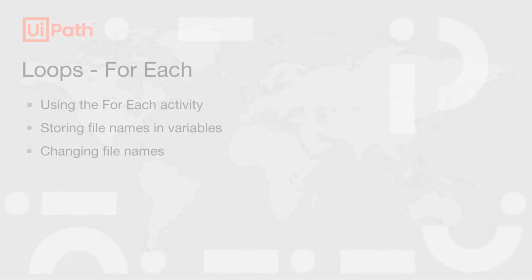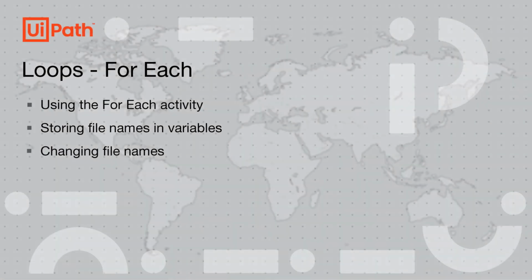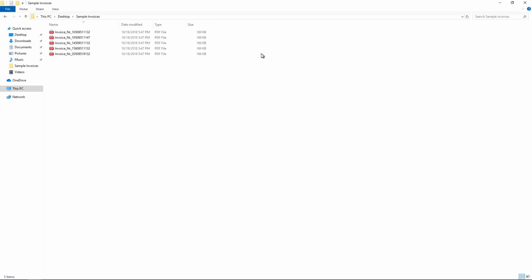In this scenario, we'll focus on how to use the for each loop in UiPath Studio. The for each activity works by iterating through a list of items, one item at a time, and executing whatever actions are in the body of the activity. Let's see it in action.